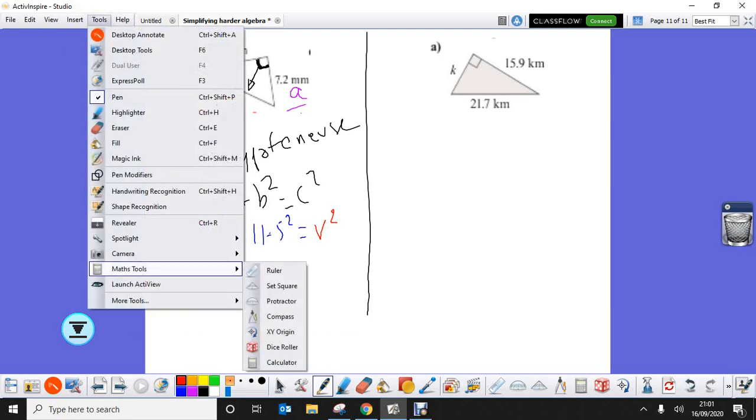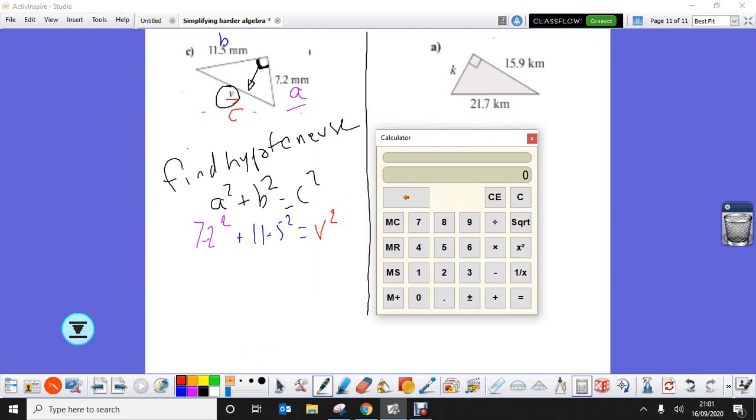Okay, if you haven't got a calculator, you're going to find this difficult, especially with decimals. So 7.2 squared is going to give me 51.84. I'm going to add 11.5 squared to that, which is 132.25, and that's going to tell me what V squared is. If I add those two sums together, 132.25 plus 51.84, that's going to give me 184.09. And remember, that's V squared.